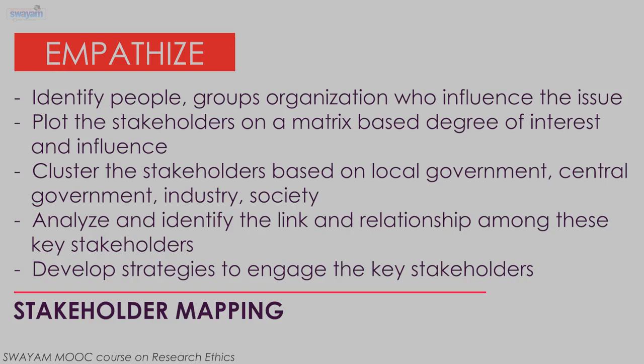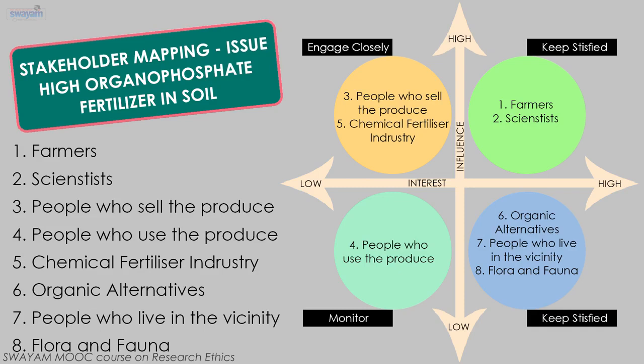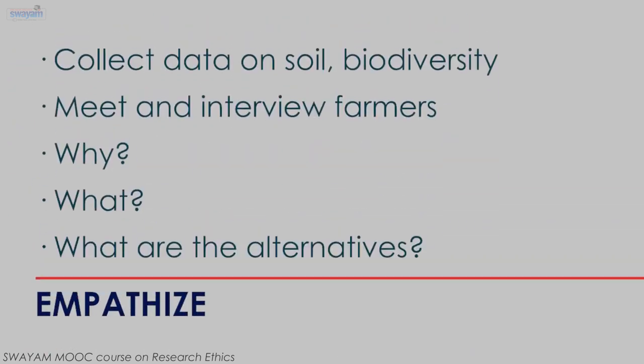In this example on organophosphates, the stakeholders that we listed are farmers, agricultural scientists, chemical insecticide industry, people who sell the produce, people who eat the produce or use it, people who live in the vicinity, people who make the organic alternatives, the flora and fauna in this region. If we look at these, those who have the highest influence and interest according to our thinking are the farmers and the scientists. The students can also collect actual data such as soil analysis, biodiversity of flora and fauna in the region, and other parameters.